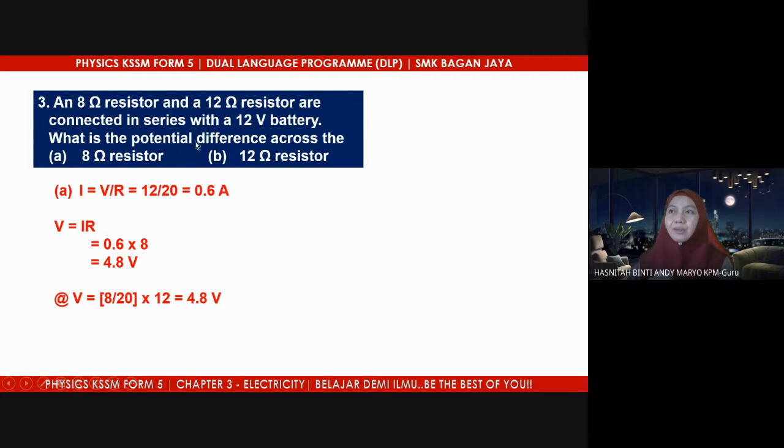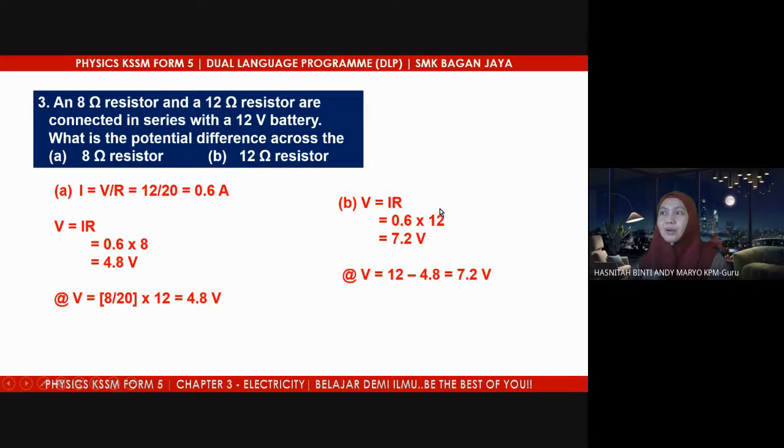Okay, how to find potential difference. To find V, you must first know what is I, the current flowing in the circuit. The current flow is 0.6 ampere. So we can find V in both resistors. This is how to find V in the 8 ohm: with this current, 4.8 volt. And for the 12 ohm resistor, the same formula, so R is 12, giving 7.2 volt.